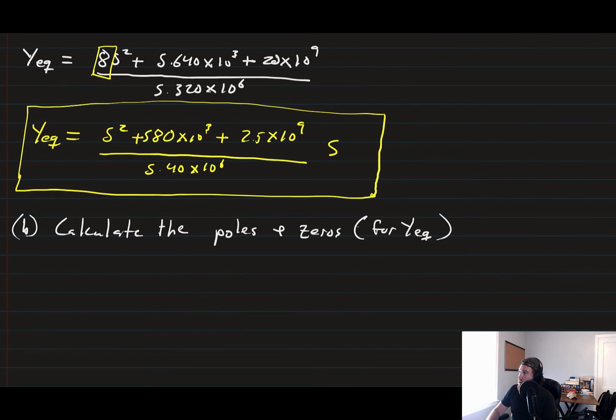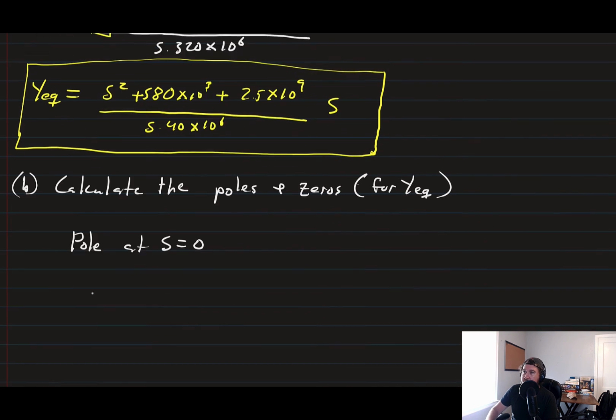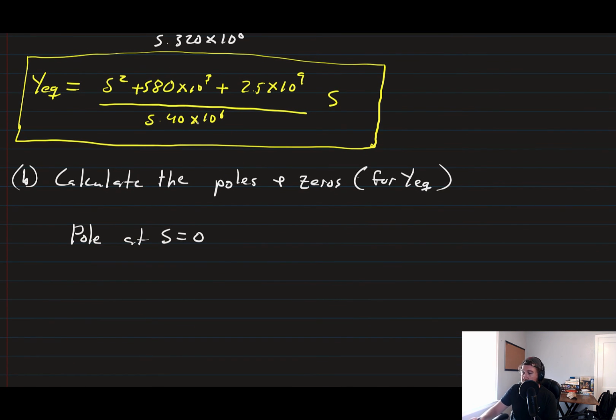Okay, so for the poles, it's pretty easy. We look down in the denominator. We just have S times 40 times 10 to the 6. There's no math required there. We just know that we have a pole at S equals 0. Now for the zeros, we need to go ahead and solve that quadratic equation.